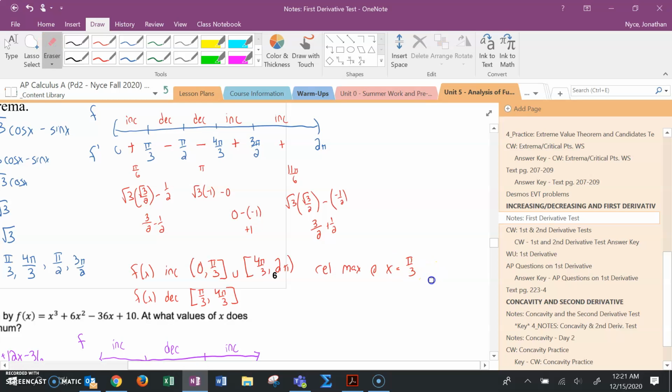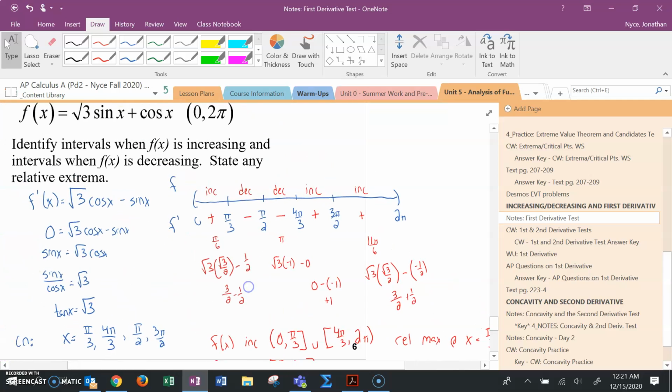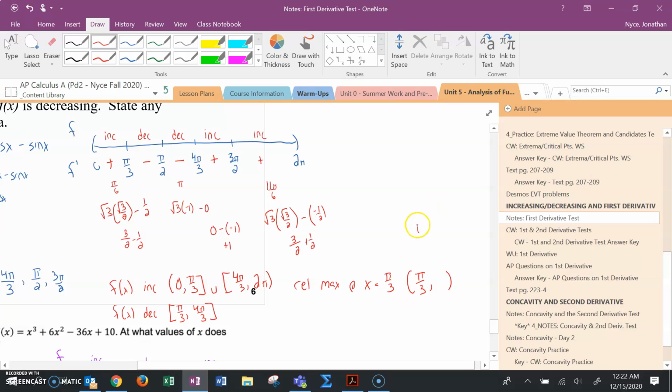And again, the ordered pair would probably be better. So when x is pi over 3, we plug that into the original function. We have the sine of pi over 3. The sine of pi over 3 is root 3 over 2. Cosine of pi over 3 is 1/2. So you have root 3 over 2 times root 3 plus 1/2. That's going to be 3/2 plus 1/2, which is 2.